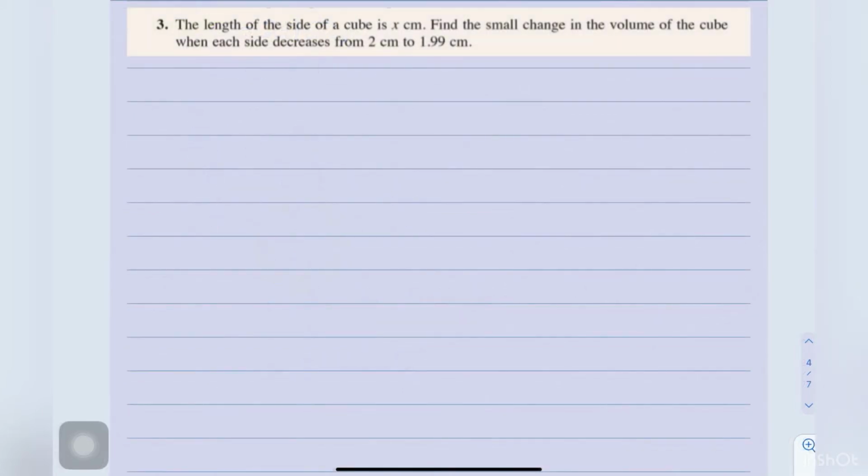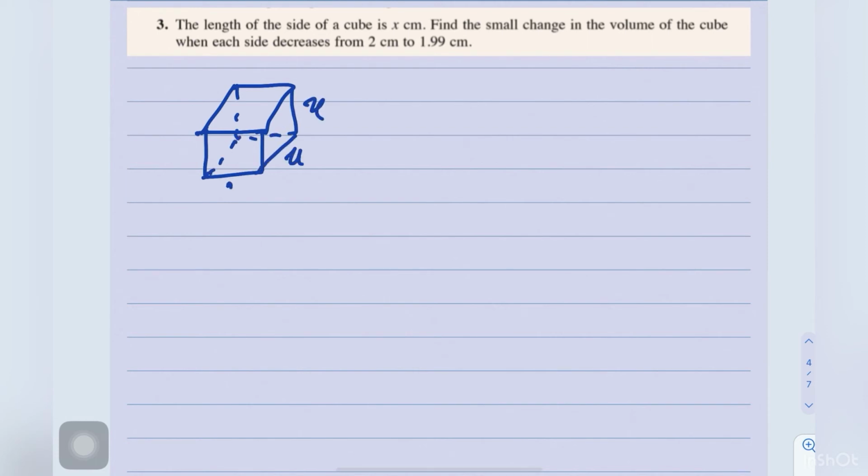So we simplify, we get 0.0025. Then number 3, the length of the side of a cube. We draw a cube with all the same size, so the sides are x, x, x. Find the small change in volume, meaning you are going to find delta V, when the side decreases. Just now the side is x, so delta x is the final 1.99 minus initial 2, negative because it decreases, negative 0.01.